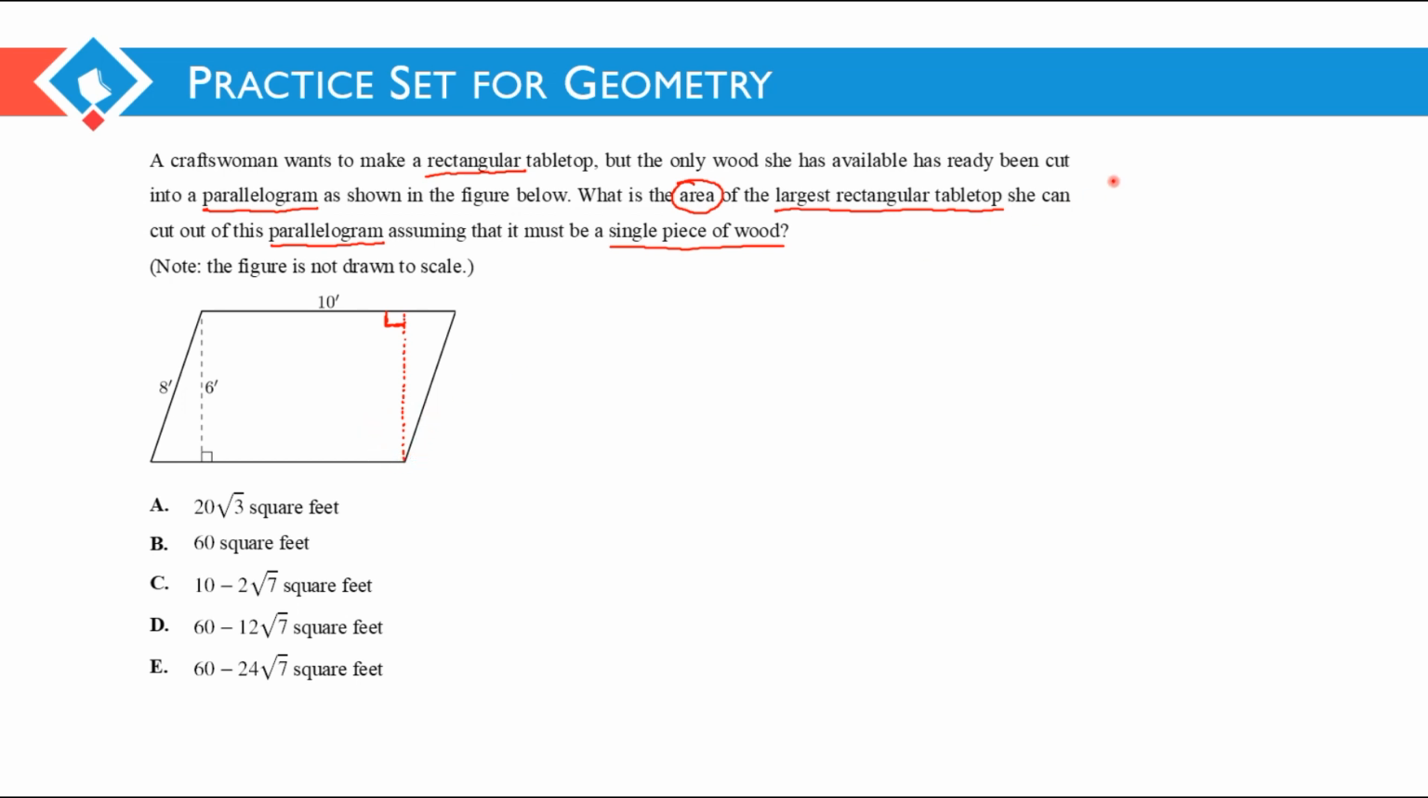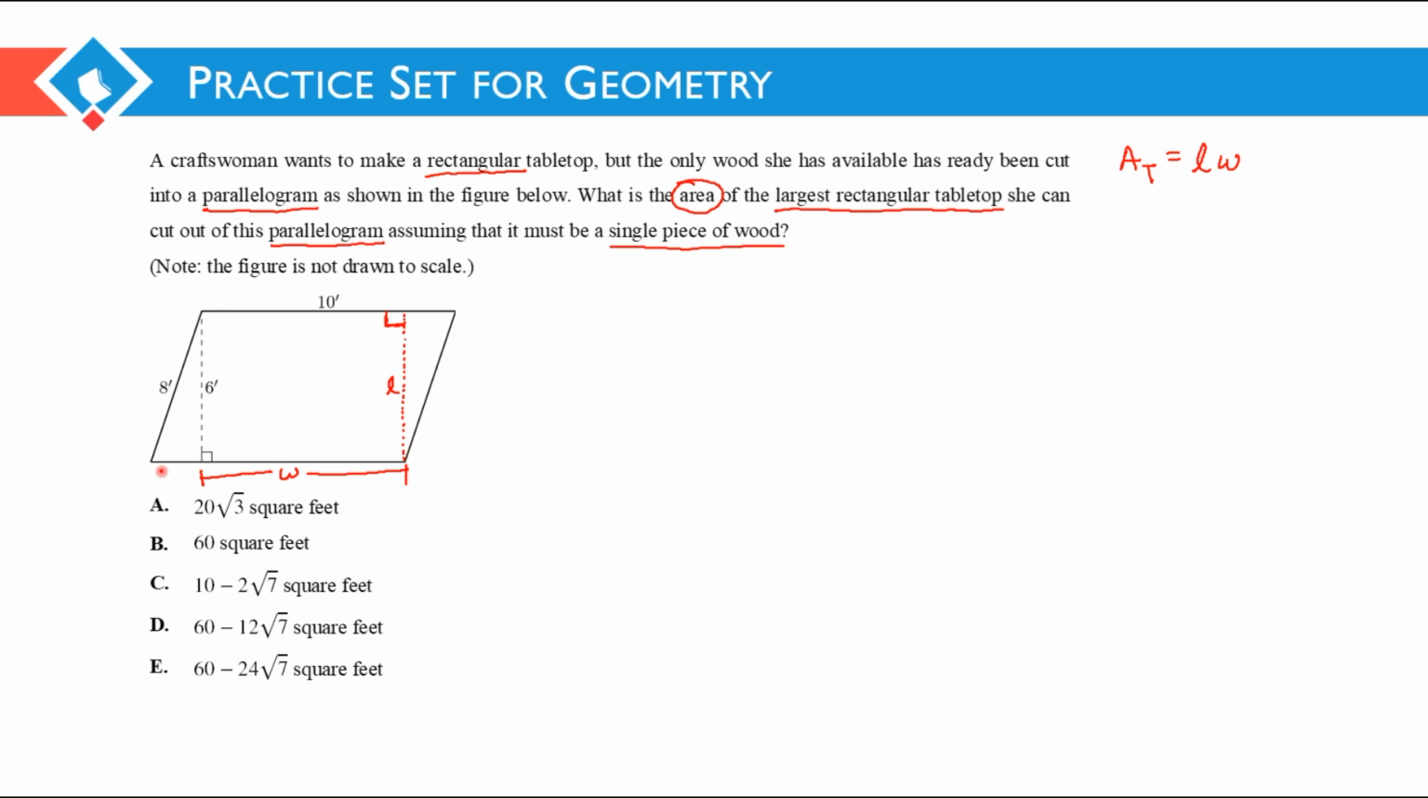We know that the area of our tabletop is going to be equal to length times width. I'll call this measurement right over here length, and I'll call this measurement right here width, and that's from here to here. That's our width. And in order to figure this out, we just have to do a little bit of math here.